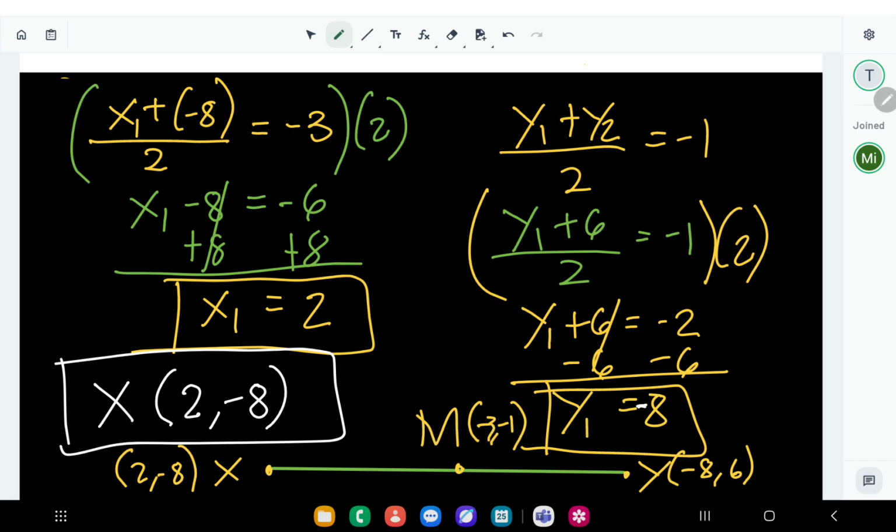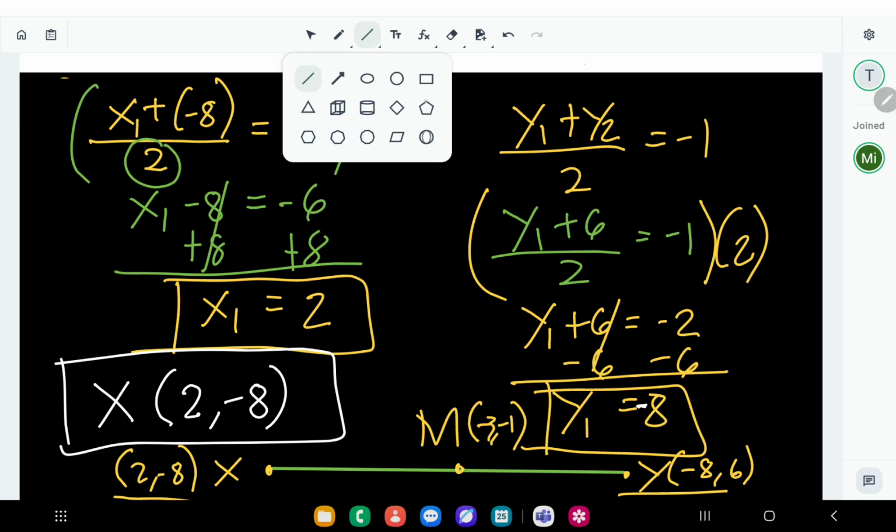If you're given one of the endpoints and the midpoint. And you can always check this by getting the midpoint of points x and y, and you should really get negative 3 and negative 1. Alright? Shall we move on to number 7? If you don't have any questions on this, can you check first?